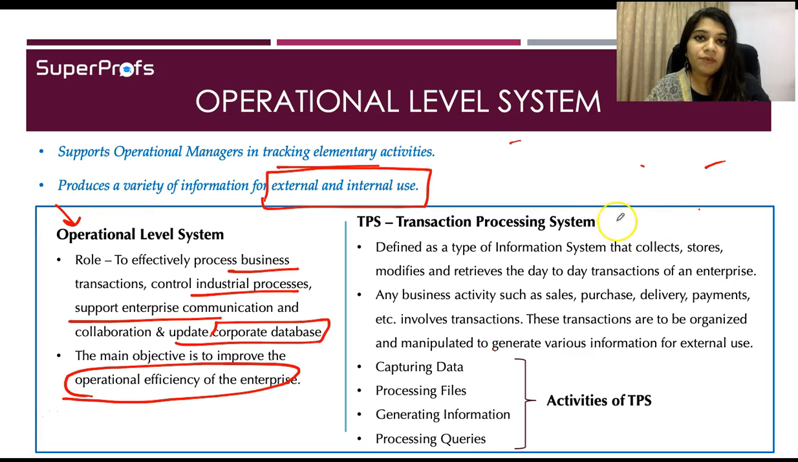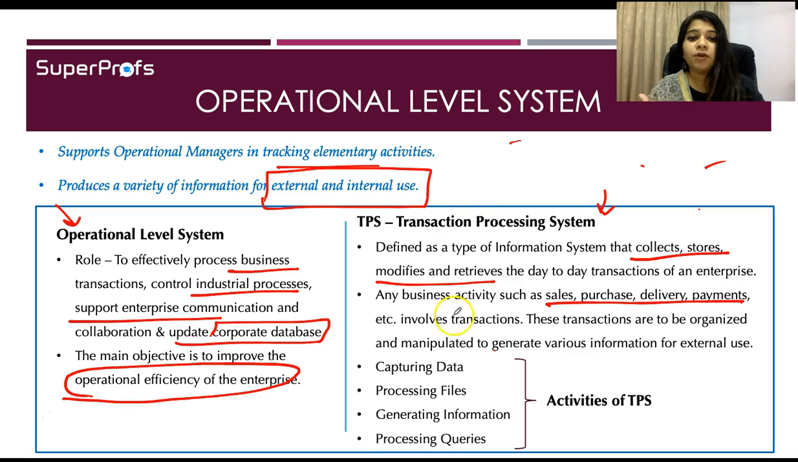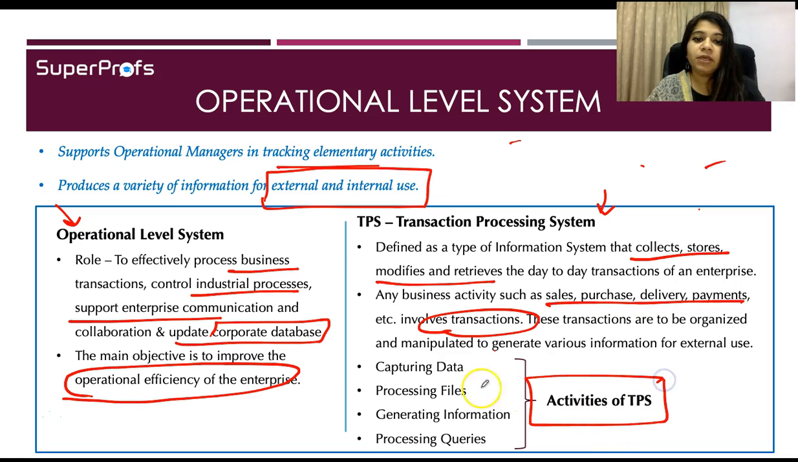Now, the information system used at this level is your transaction processing system, which is defined as a type of information system that collects, stores, modifies, and retrieves the day-to-day transactions of an enterprise. Basically any business activity, whether it is sales, purchase, delivery, payment, would involve a transaction, and these transactions are to be organized and manipulated to generate various information. So the different activities of TPS would be capturing data, processing files, generating information, and processing queries.